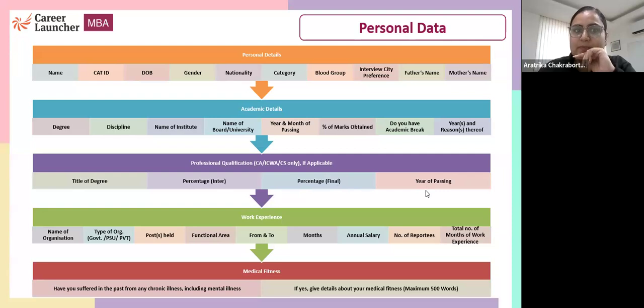Year of passing, if there is any "pursuing" mentioned, because it will not be that those who have not completed completely cannot enter anything here. So see the options and check the options, and if it is not resolved or the options are not as per your requirement, you can even message me directly. You can just share a screenshot and I can show you where to put what.